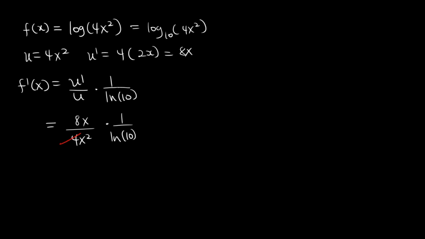So 4 will go into itself and then go into 8 2 times, and then this square will cancel out this x here. So you are going to have this to be equal to 2 over x multiplying 1 over ln of 10. Okay, so this will be equal to 2 over x ln of 10. So that will be the derivative of this function also.